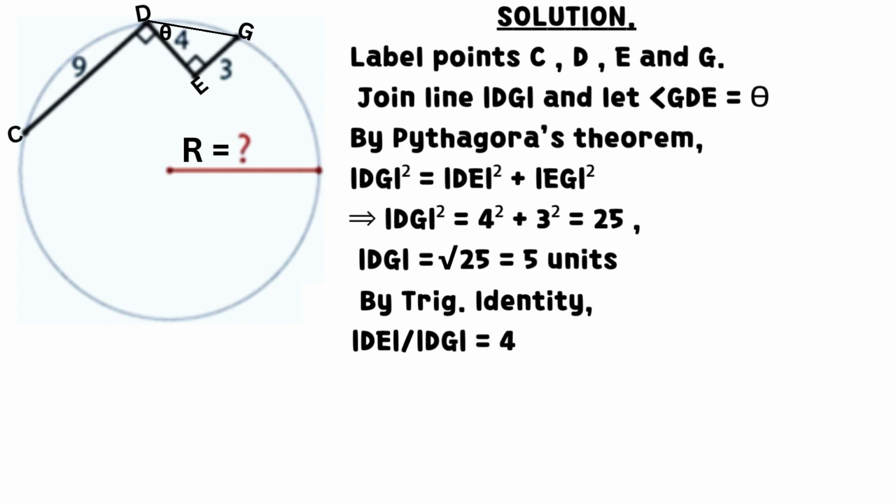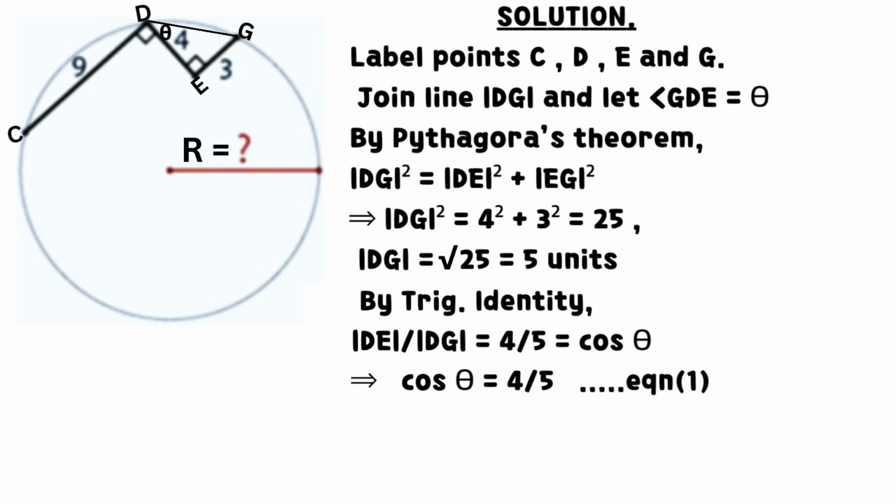By trigonometric identity, DE divided by DG equals 4 divided by 5, which equals cosine theta. It follows that cosine theta equals 4 divided by 5. We call it equation 1.